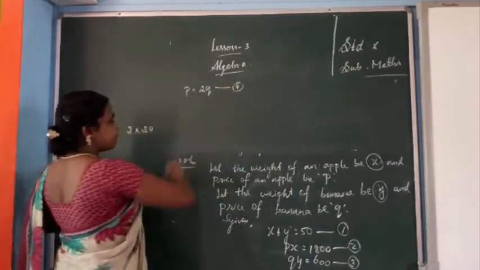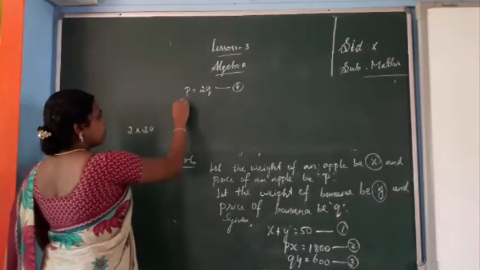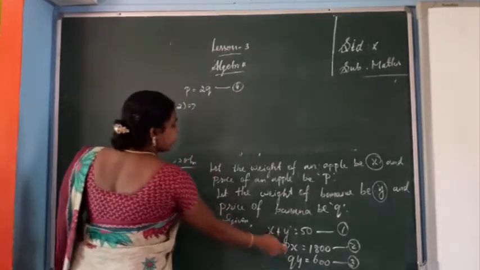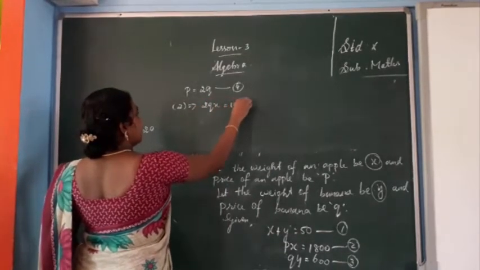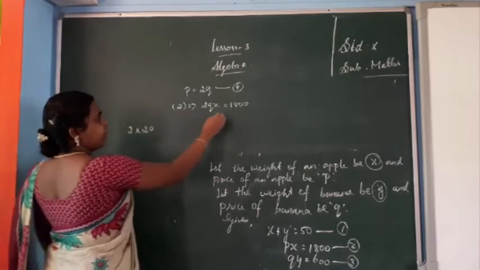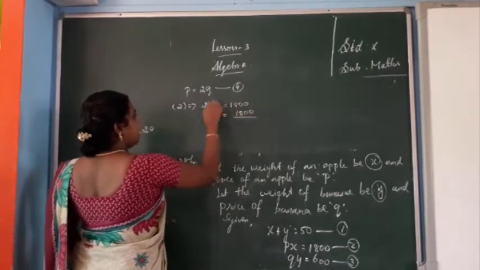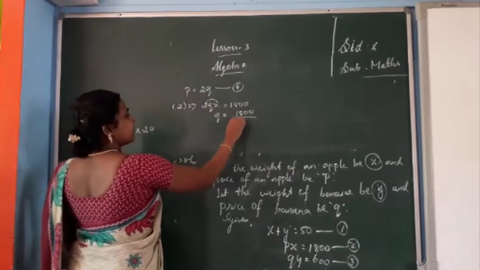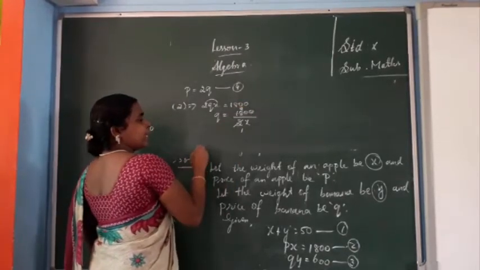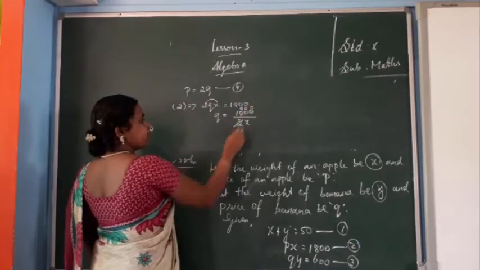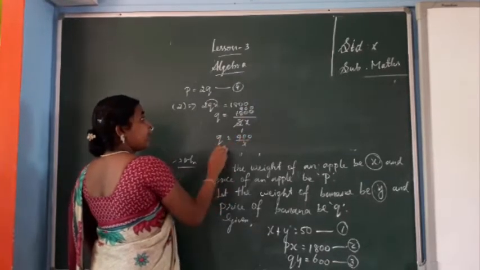Next, you substitute the P value in equation 2. Instead of P you say 2Q. So 2QX equal to 1800. From here you find the value of Q. So Q equal to 1800 by 2X, taking X to the right hand side. 1 2 is 2, 9 2s are 18, 0 0. So Q equal to 900 by X. This is the value of Q only.